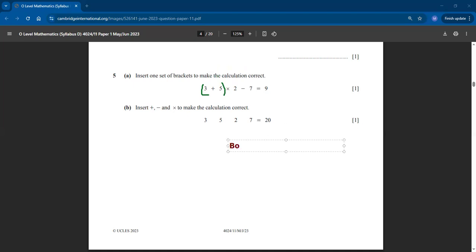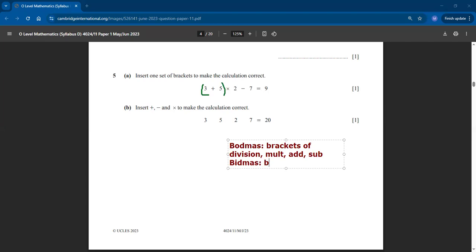So BODMAS or BIDMAS is a rule where you're supposed to follow this order. Some students learn it as BODMAS, some students learn it as BIDMAS. And this basically tells you that if you've got a question with multiple operations in it, then the rule that you follow is brackets, order, division. That means you're going to solve brackets first, no matter what is there within the brackets, okay? Even if there's addition within the bracket, you have to solve the bracket first. So brackets, order, division, multiplication, addition, subtraction. Okay, that is how we follow it.